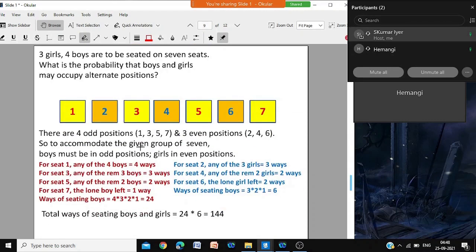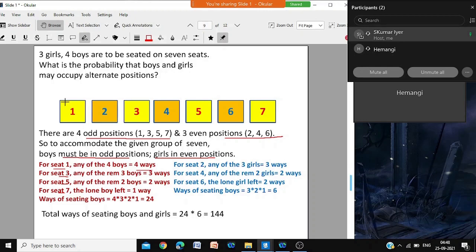So there are 4 odd positions, right? 1, 3, 5 and 7. And 3 even positions, 2, 4 and 6. So to accommodate boys, you have to put in odd positions and girls in even positions. So boys, we are putting in seat number 1, seat number 3, seat number 5, seat number 7. So for the first one, you have got 4 boys, you can put anyone. So you have 4 choices, 4 ways. You can take boy number 1 or boy number 2 or boy number 3 or boy number 4.